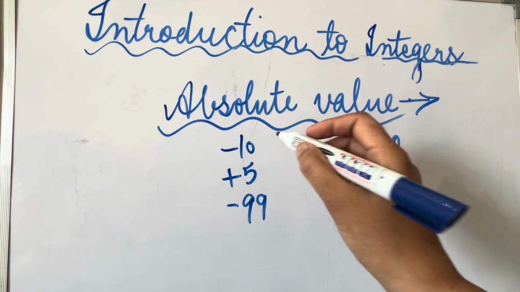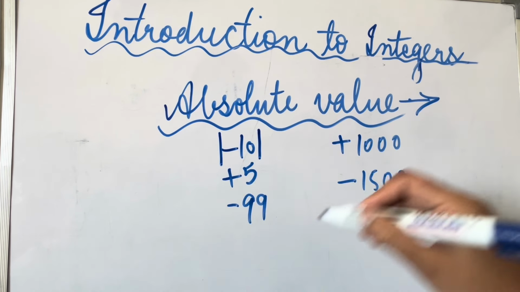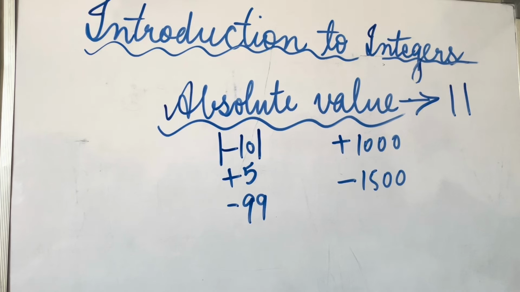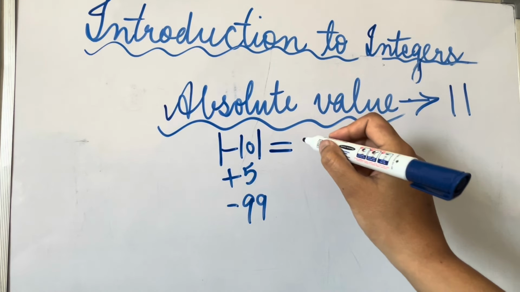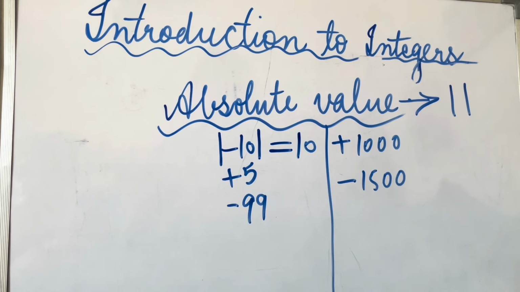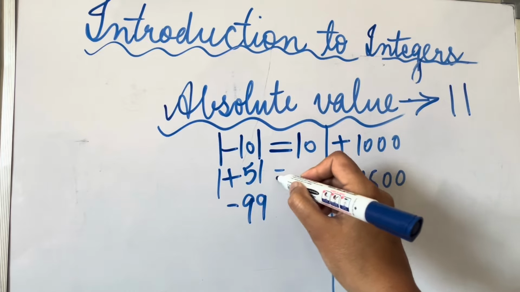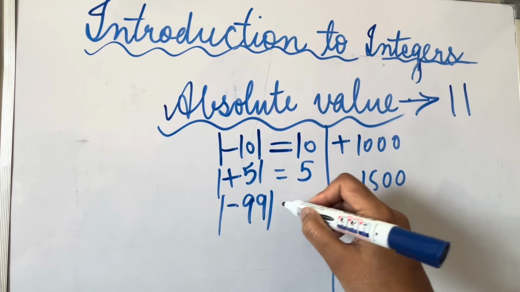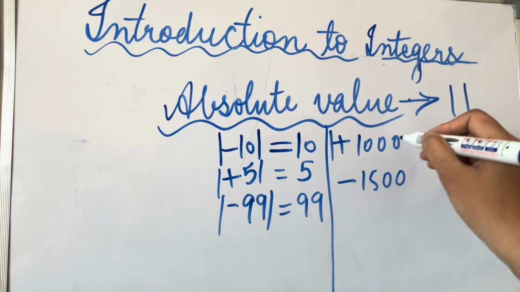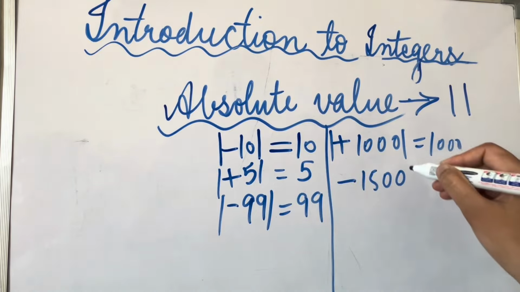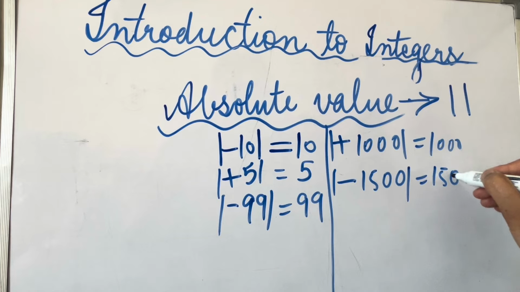So what do we do to take the absolute value of integers? We put two bars around the number, and these are called absolute value signs. What do these two bars do to the number? They take out the signs, so it will only remain 10. Plus 5 will be written as only 5, minus 99 will be written as 99, plus 1000 is only 1000, minus 1500 is 1500. This is the absolute value of integers, and we require it in some of the situations, not everywhere.